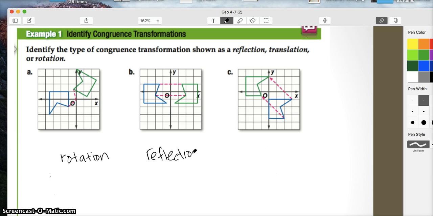And finally, part C, we see that we're maintaining the same shape. We start off at the blue, we maintain the same shape, we move this way, and we see that maintenance of shape is going to refer to a translation. Not too bad, right? All right, hopefully you guys did well with me.